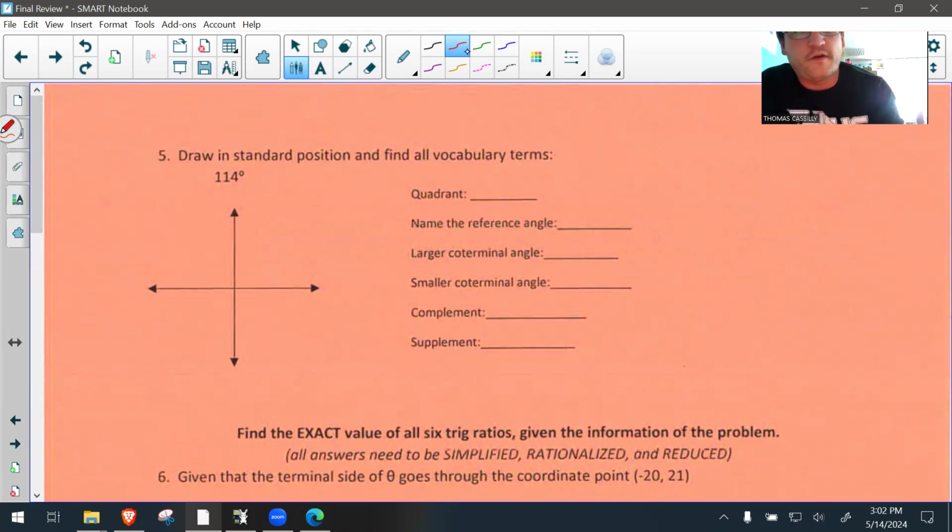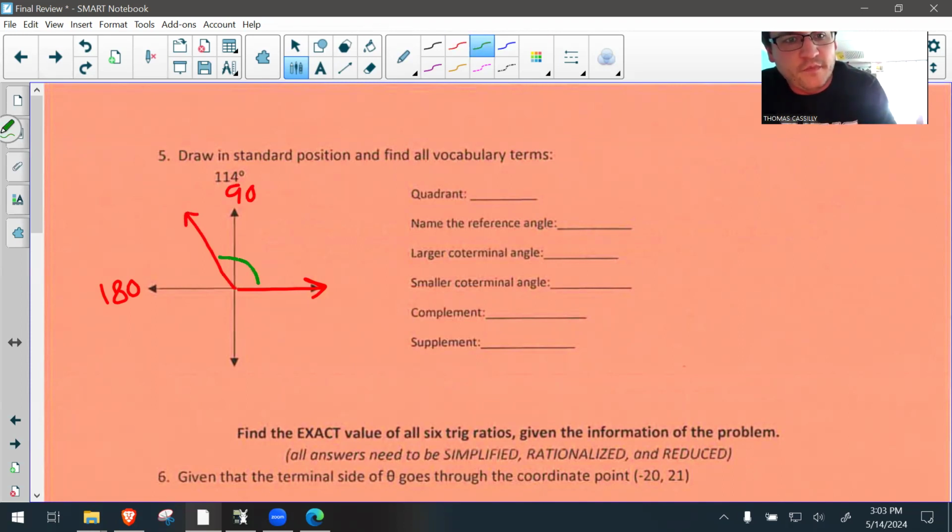Draw in standard position, find all the vocab words for a 114-degree angle. Now, I don't know exactly where that is, but I can get close. All right, because I know this is 180 over here, and then this is 90 up here. So we know it's going to be somewhere. You know, maybe it's right here. It's close enough. So this right here is a 114-degree angle. Now, which quadrant is that in?